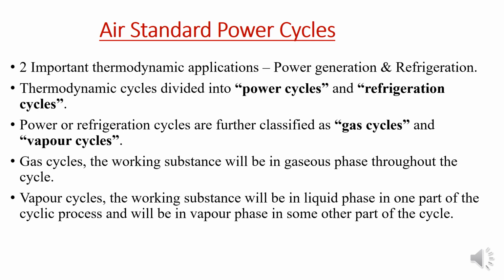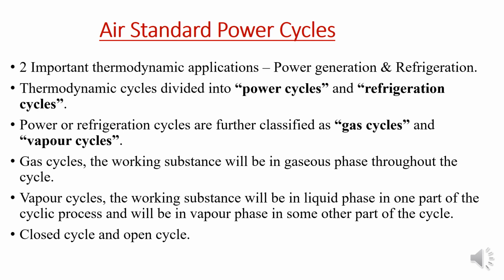In the gas cycle, as already told, only one phase is available in the entire cycle, that is the gaseous phase, whereas in a vapor power cycle there is a change in phase: the liquid phase in one part of the cyclic process is converted into the vapor phase for the generation of power. Hence this vapor phase is very important, and the name is vapor power cycle.